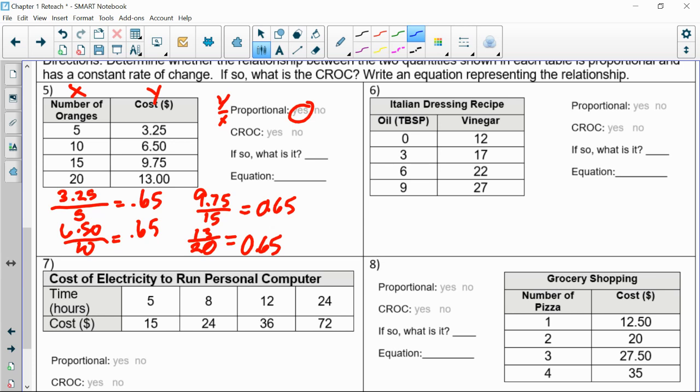And if it's proportional, yes, we know for sure it has a constant rate of change. The constant rate of change is what number did they all reduce to? Well, my 6500s. Each time is what they're adding. Right? So then what is my equation? Well, that means this is my k, and my y equals kx. I wanted to color code that way.